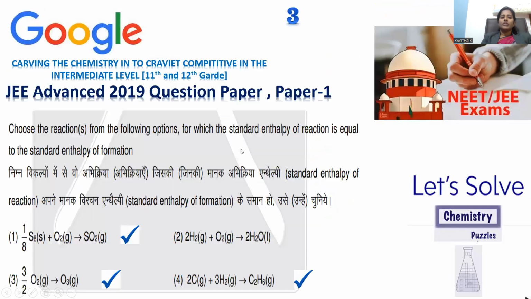Move on to question number 3. Question number 3 is from the JEE Advanced 2019 question paper 1. Choose the reaction from the following options for which the standard enthalpy of the reaction is equal to the standard enthalpy of formation. Standard enthalpy of the reaction is equal to standard enthalpy of formation, right?